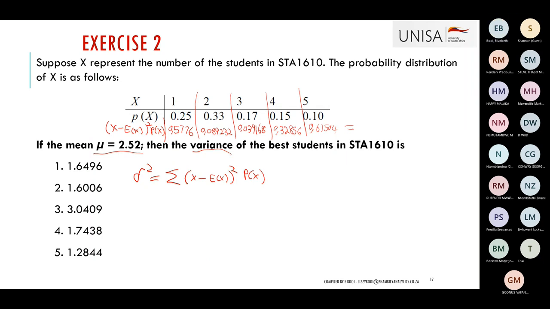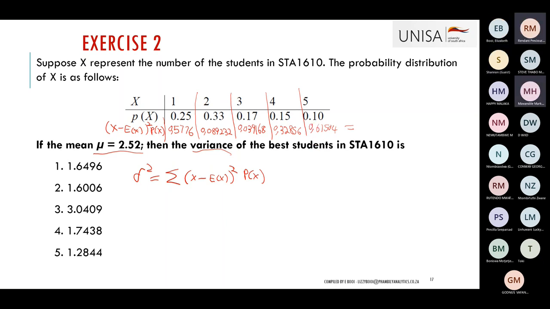So 1 minus 2.52 squared multiplied by 0.25, do you get 0.5776? Yes. Okay. And number two, the second one, do we get 0.89232? Yes. 2 minus 5, is that correct? Okay. And number 3, is that correct? Yes. Number 4? Yes. 0.92856. And number 5, is that correct?